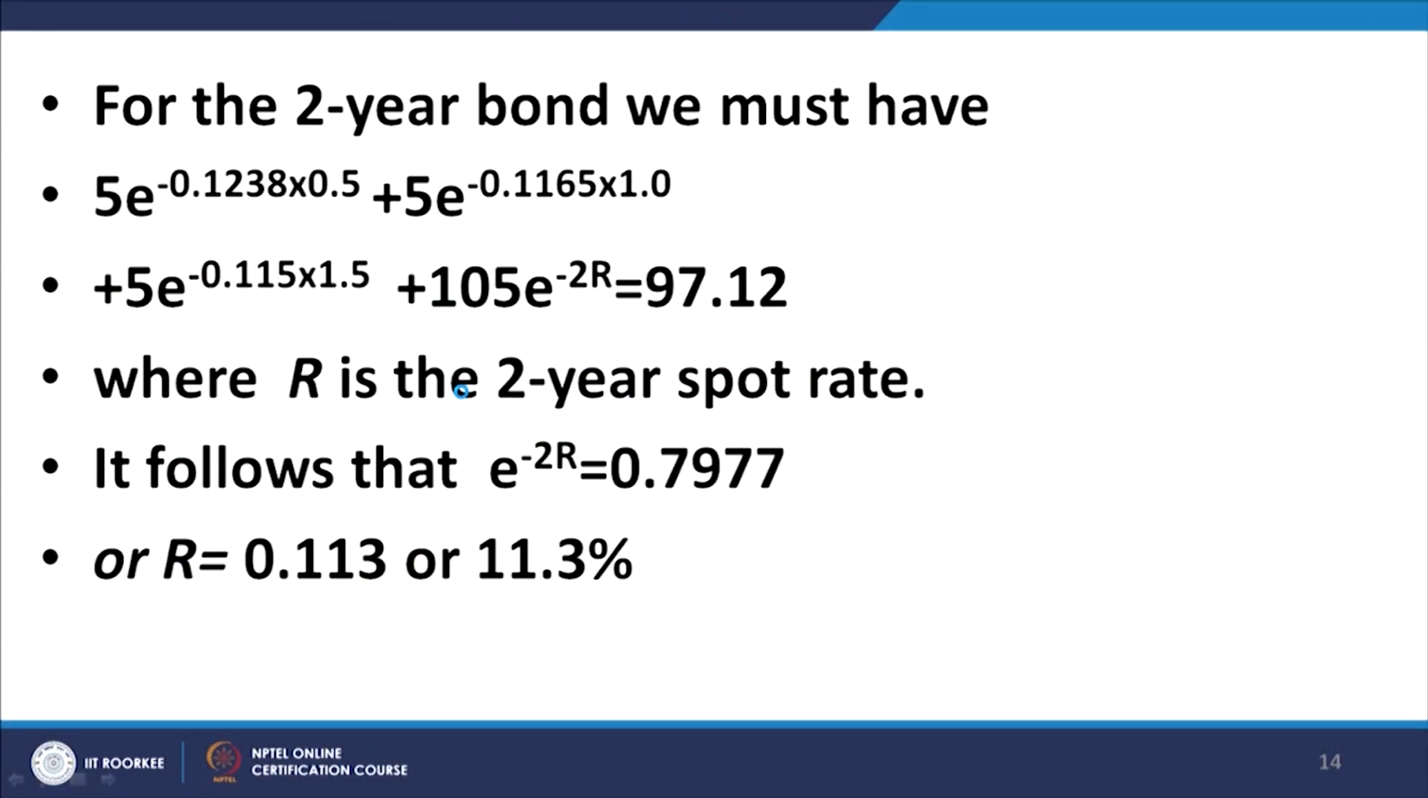Now, we have the information about the 6-month rate, the 1-year rate, and the 1.5-year rate. So, again, equating the present value of future cash flows, assuming the 2-year rate to be r, to the current market price of 97.12, we work out the value of r, and we find that it is 11.3%.